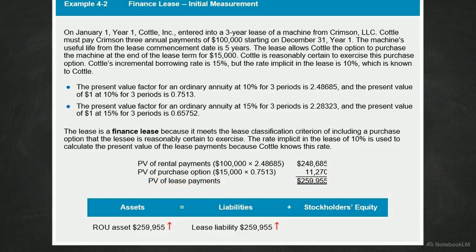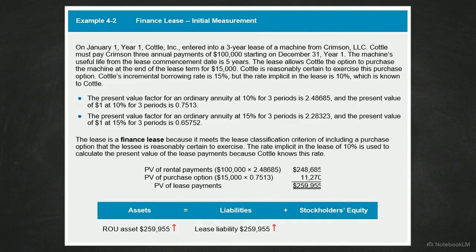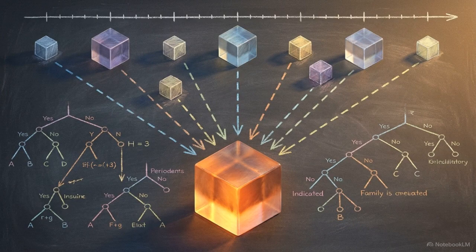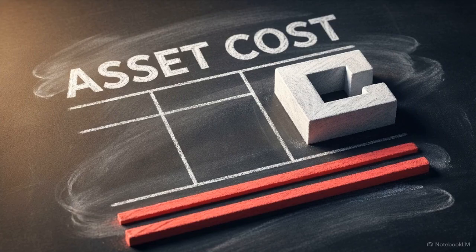At the commencement date, the company records the journal entry: debits equal credits, establishing both the right-of-use asset and the lease liability at exactly $259,955. By relying on present value, the framework strips away the illusion of future cash and forces the balance sheet to reflect the true economic cost of acquiring the asset today.